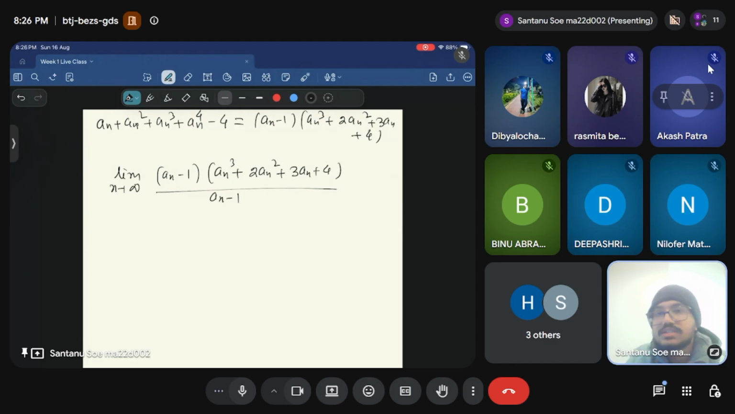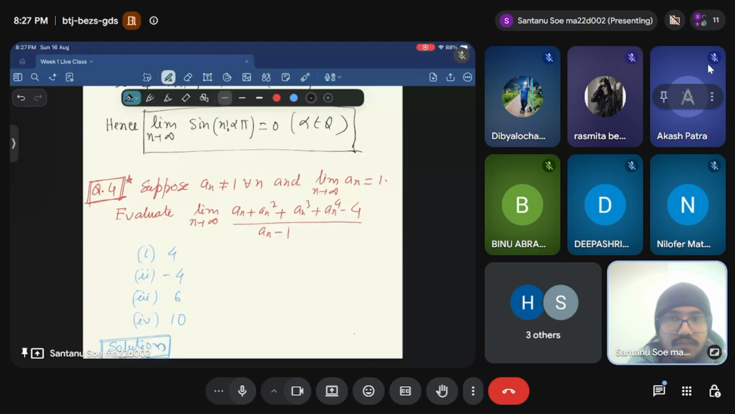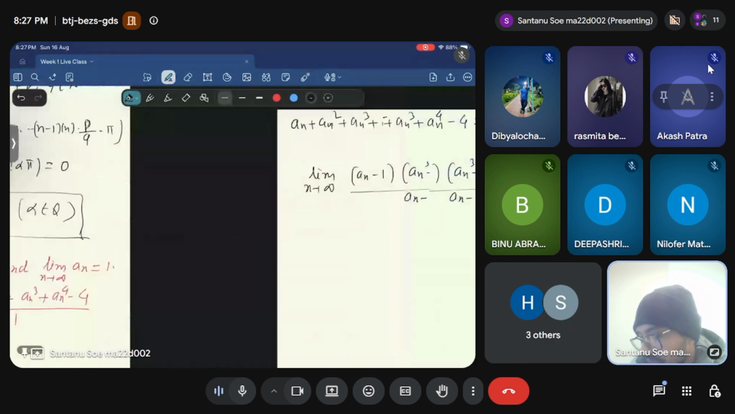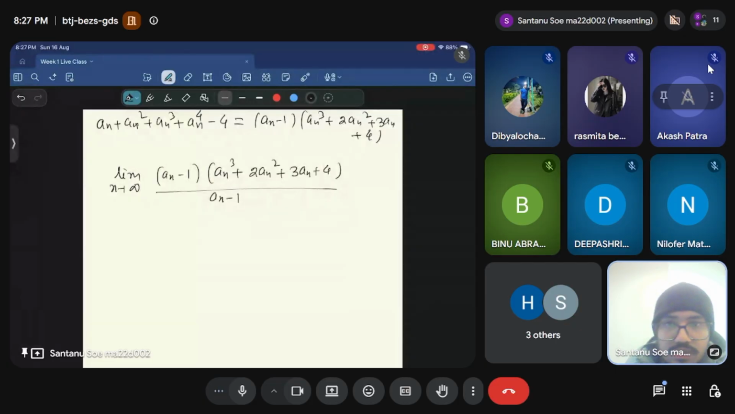Because since it is given that an is not equal to 1 for each n, your first goal is to cancel out this an minus 1 from both the denominator and numerator, right? Because in the question it is given that an is not equal to 1 for all n, it is never 1. Yeah, it is easy to see that, right? Because if you put n equals 1, then it gets cancelled out.